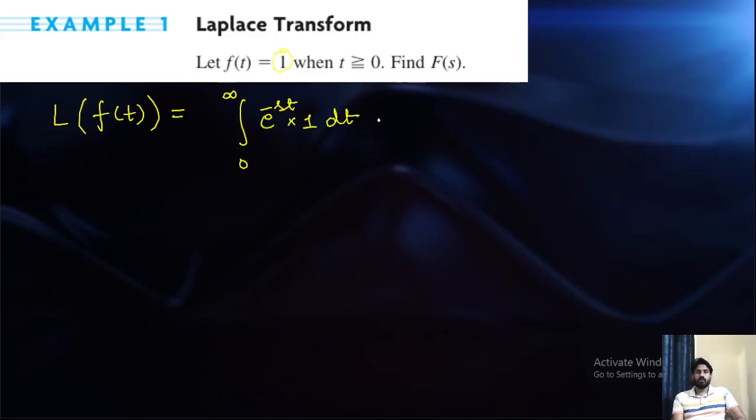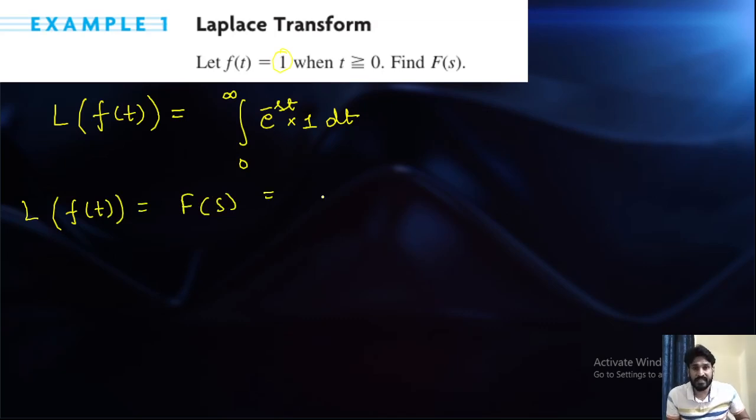Right? So what is this? Laplace of f of t is what? It is my f of s. I think it is very simple. It means you have to find the integration of e raised to power minus st. In the integration, it is divided by minus s. Everybody is aware of the integration of e raised to power minus st. And now just apply the limits.